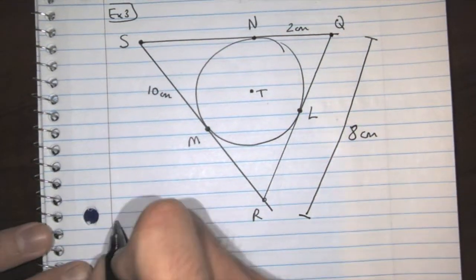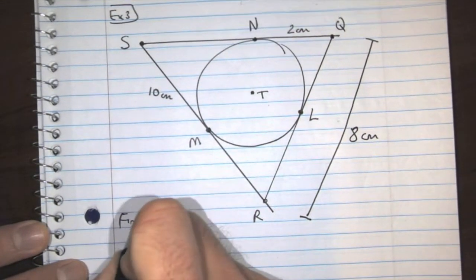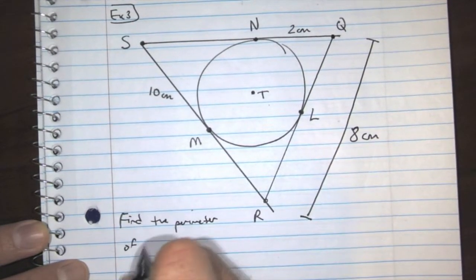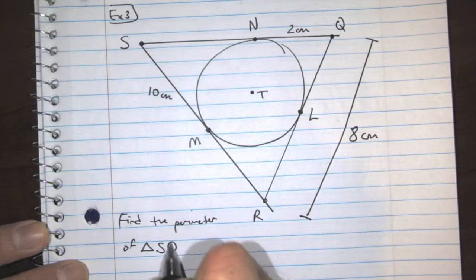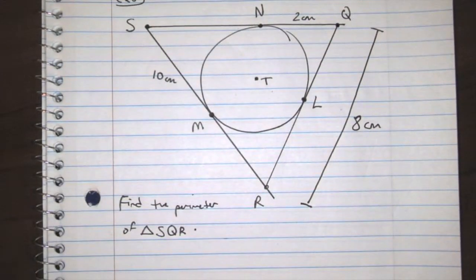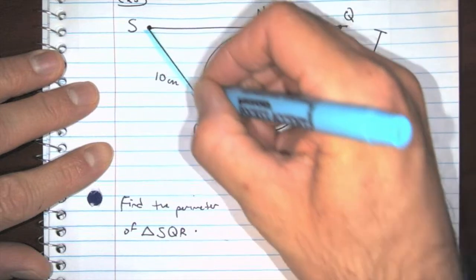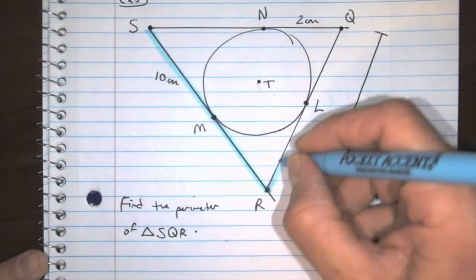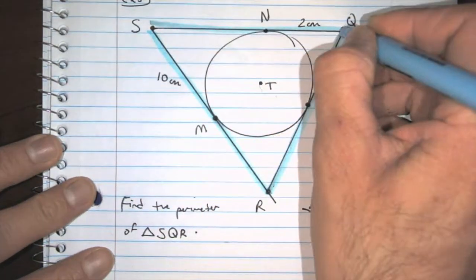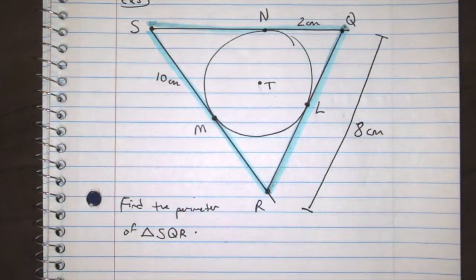Alright. I would like you to find the perimeter of triangle SQR. Find the perimeter of triangle SQR. So, find that side distance, add it to that side distance, add it to that side distance. Perimeter is add up all the sides.